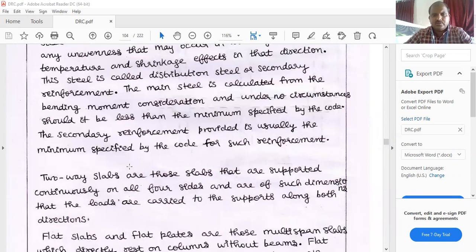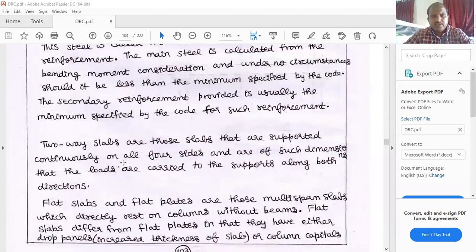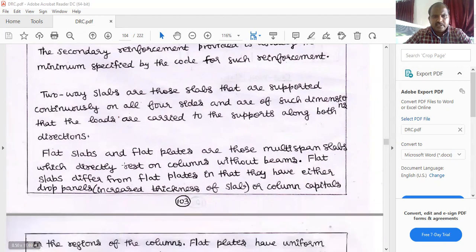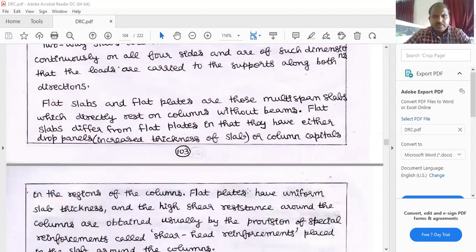Two-way slabs are those slabs that are supported continuously on all four sides and are of such dimensions that the loads are carried to the supports along both directions. Flat slabs and flat plates are those multi-span slabs which are supported directly on columns without beams. Flat slabs differ from flat plates in that they have either drop panels, increased thickness of slab, or column capitals.